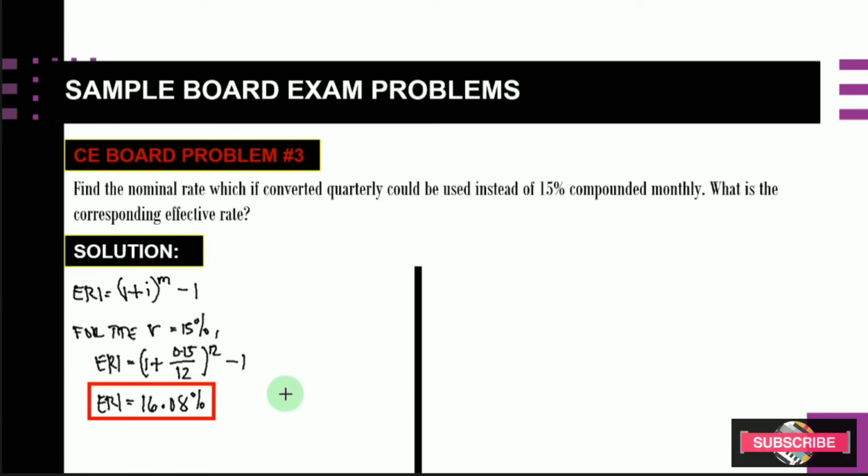That would be it for this day. We have solved 3 board exam problems, and I hope you have learned something from our topic today.